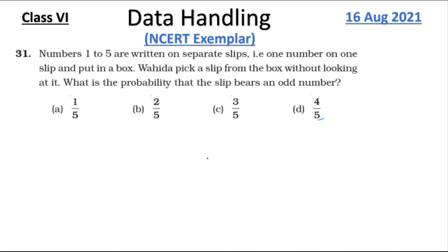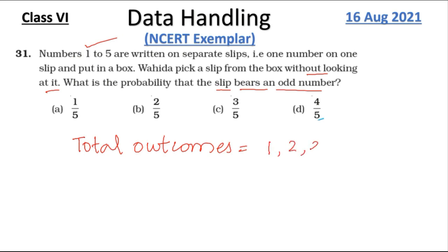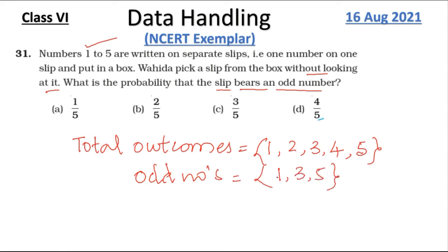Question 31. The numbers 1 to 5 are written on separate slips. One number on one slip, and put in a box. Wahida picks a slip from the box without looking into it. What is the probability that the slip bears an odd number? Here, the numbers are 1 to 5. So total outcomes will be 1, 2, 3, 4, 5, of which the odd numbers are 1, 3, 5. Therefore, the probability of this particular event is 3 by 5. So option C is the right answer.